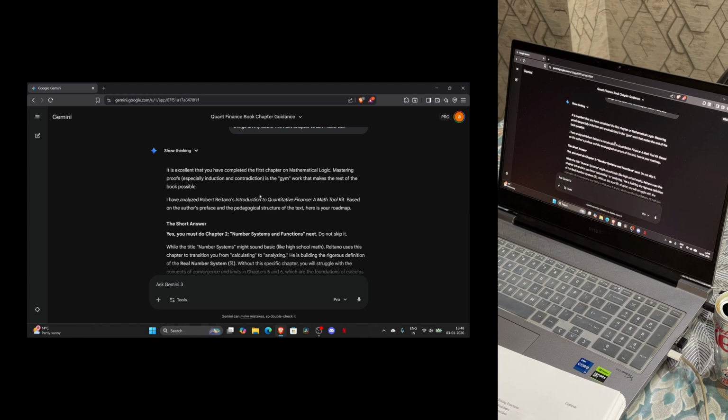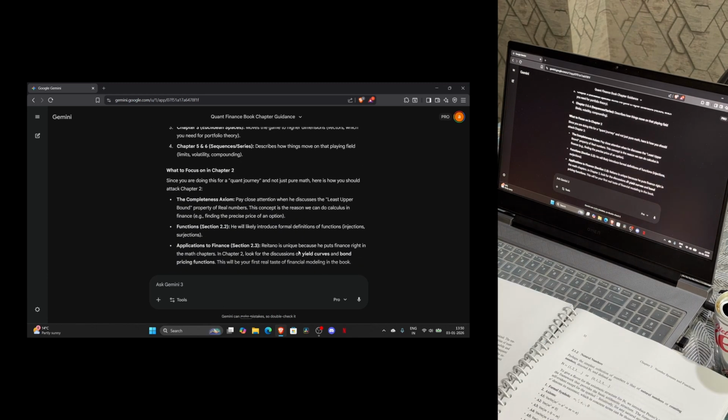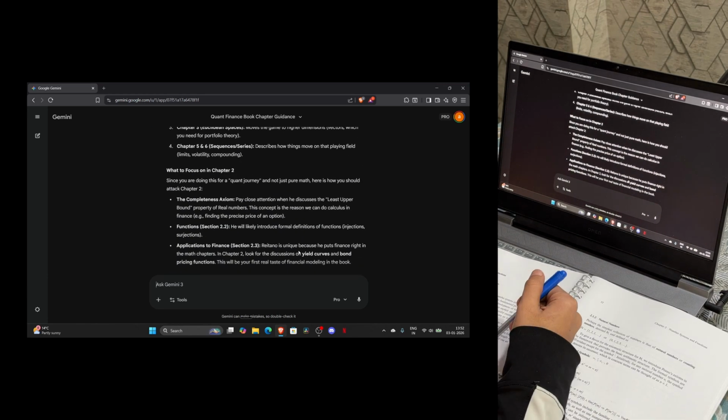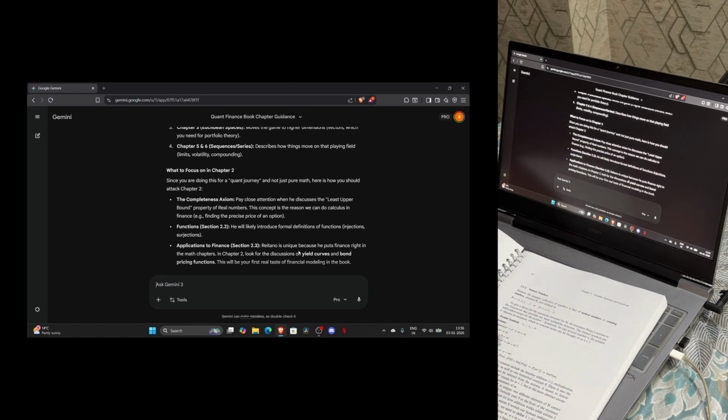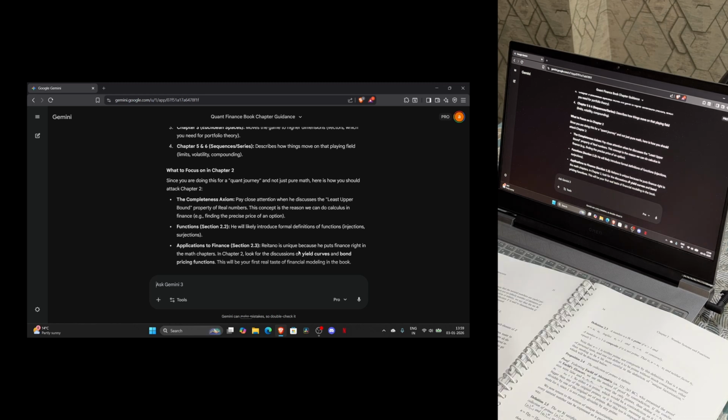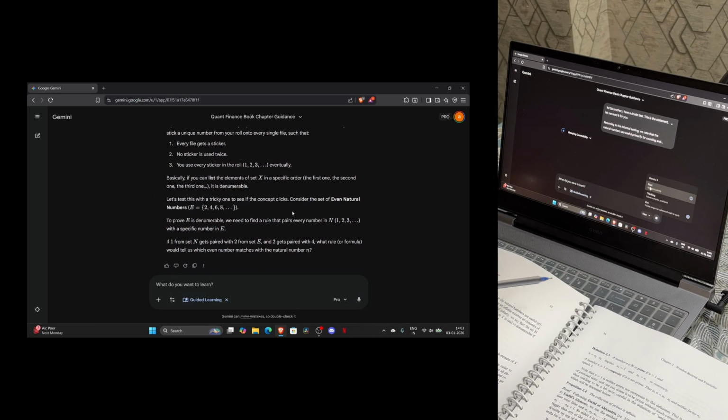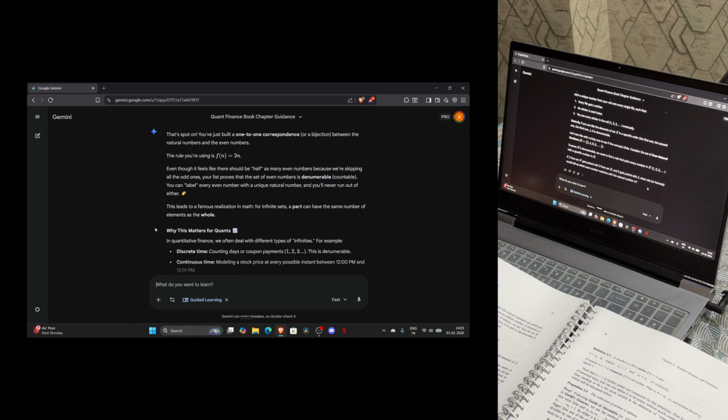Then I shifted to quant preparation. I wrapped up the natural numbers part of the number systems chapter and moved into number systems and functions. At first, it looks elementary, but it quickly becomes clear that it's not about calculations. It's about logic, structure, and proofs. You're not just finding answers. You're explaining why numbers behave the way they do.